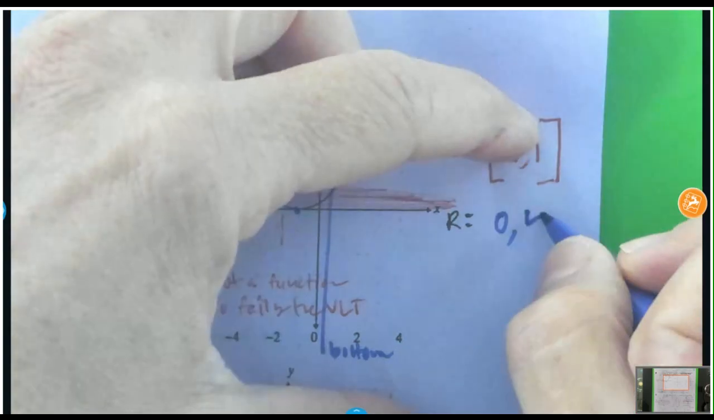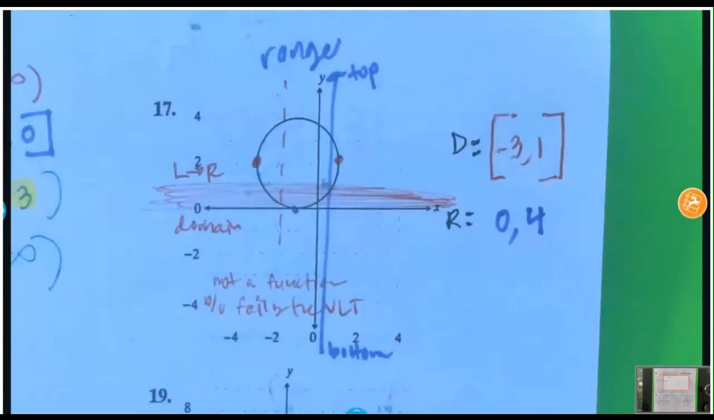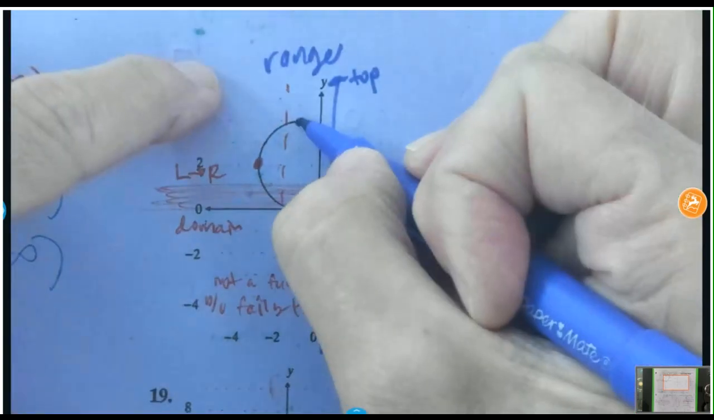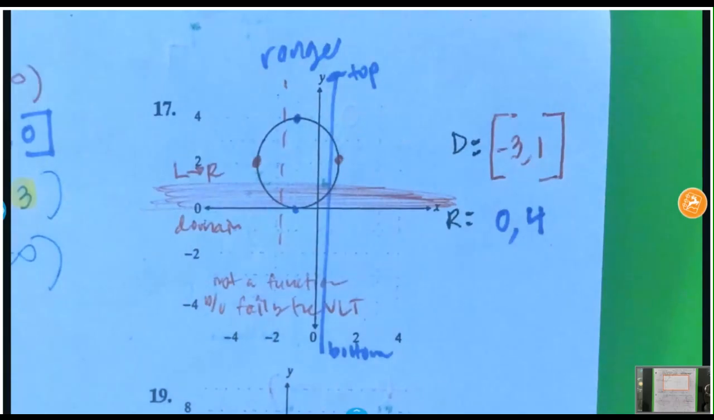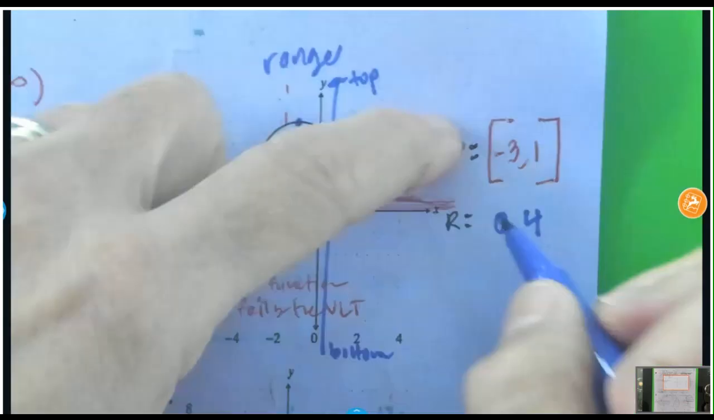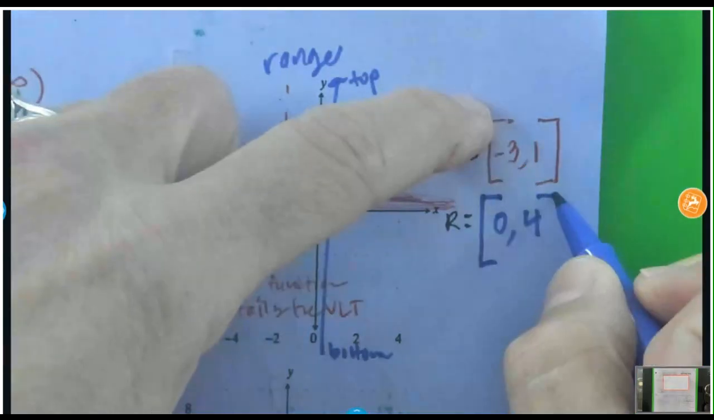Okay, 4. And then, Ava, based on what I just told Zamarian, are you going to put parentheses or brackets? Right. Thank you, Ava. It's going to be brackets because it's not an open circle.